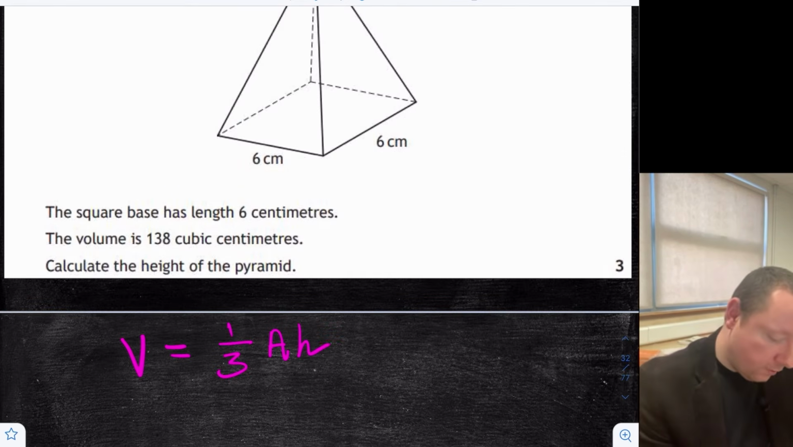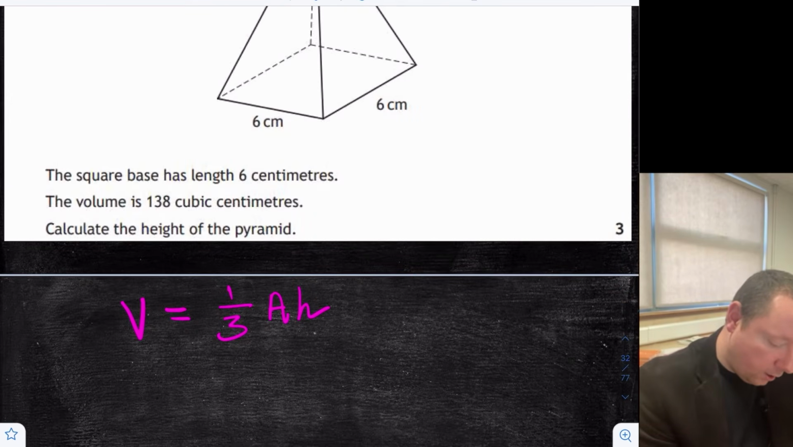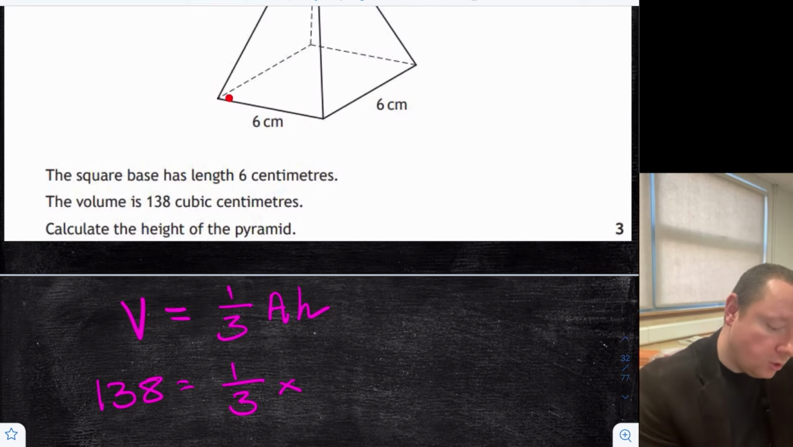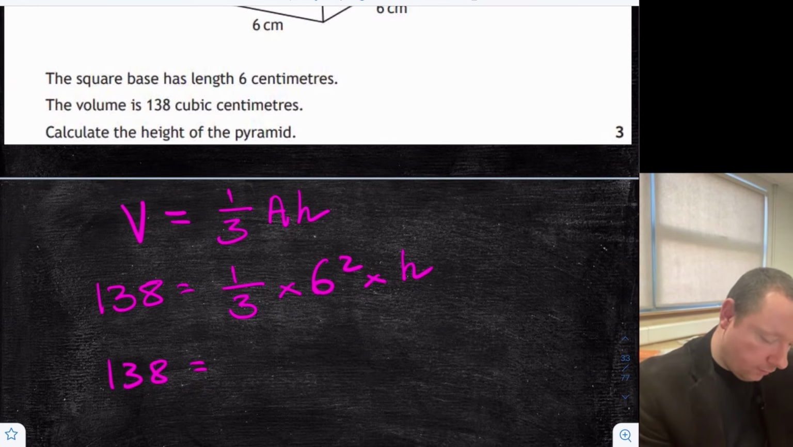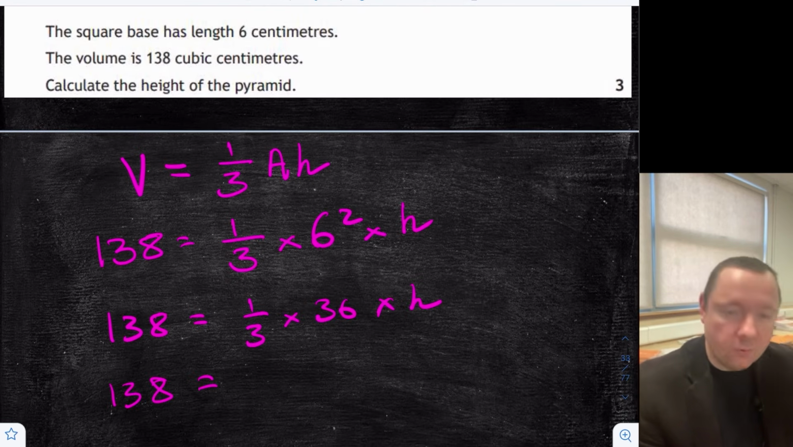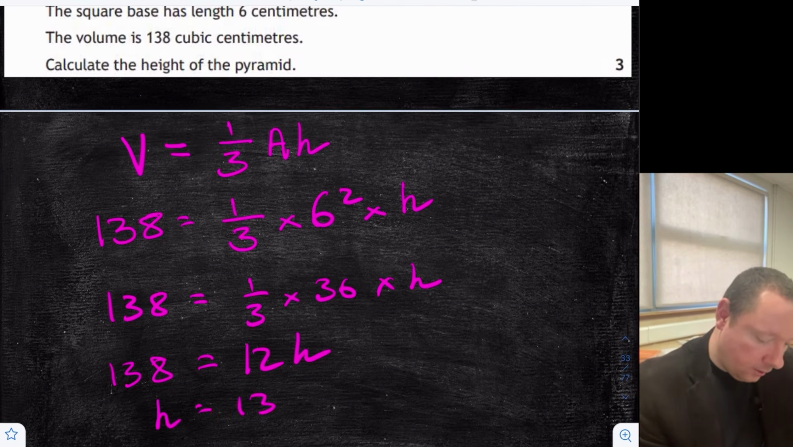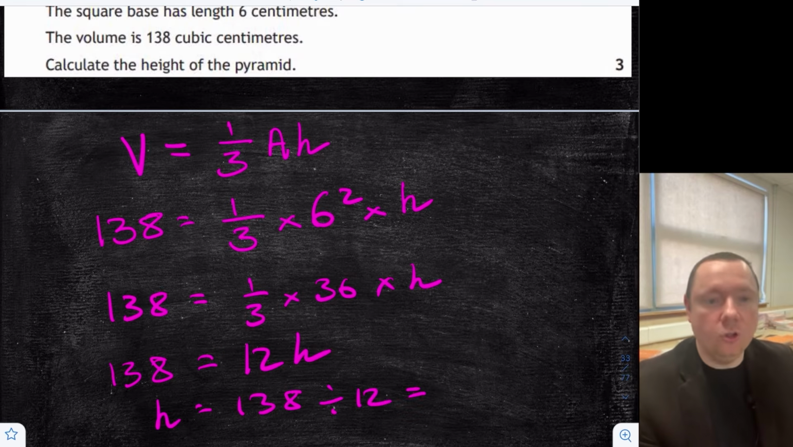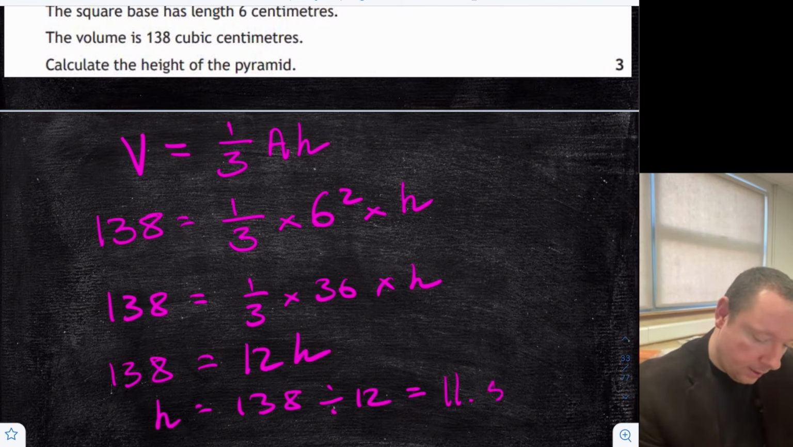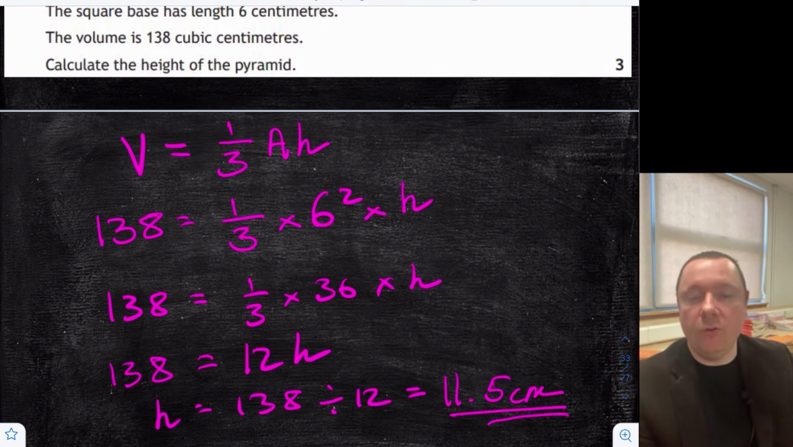Okay, so substituting everything in, I've got 138 on this side equals 1/3 times, now it's a square, so it's 6 squared or 6 times 6. I'll just write 6 squared times the height. Next stage we can do 138 equals 1/3 of 36 times h. 138 equals, well, 3 into 36 goes 12, so that's just 12h. And then we can work out h. 138 divided by 12 is equal to 11.5 centimetres. And that is one of the simplest ways to work it out. You could have also just made h the subject of the formula and worked it out, but there you go.